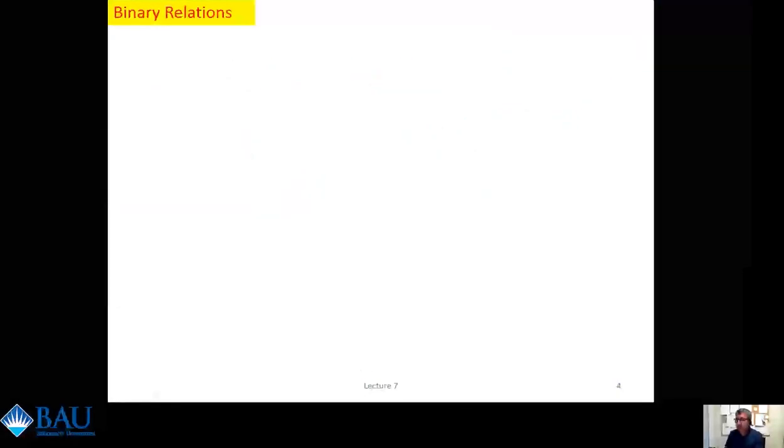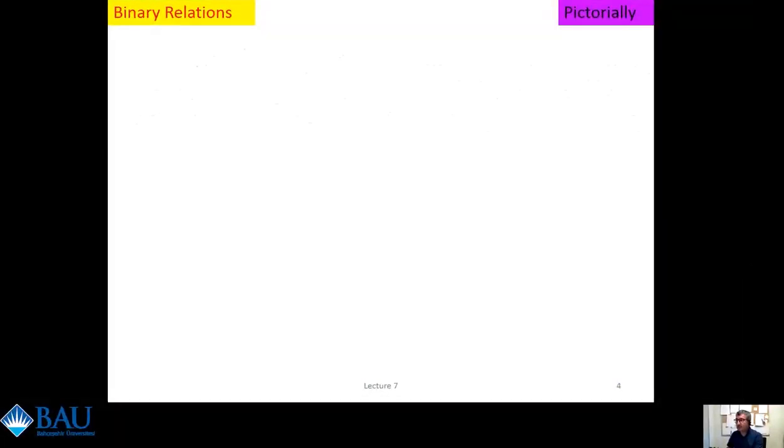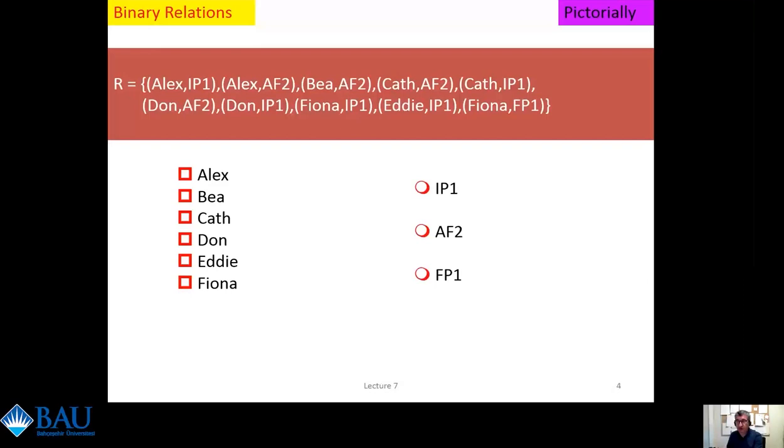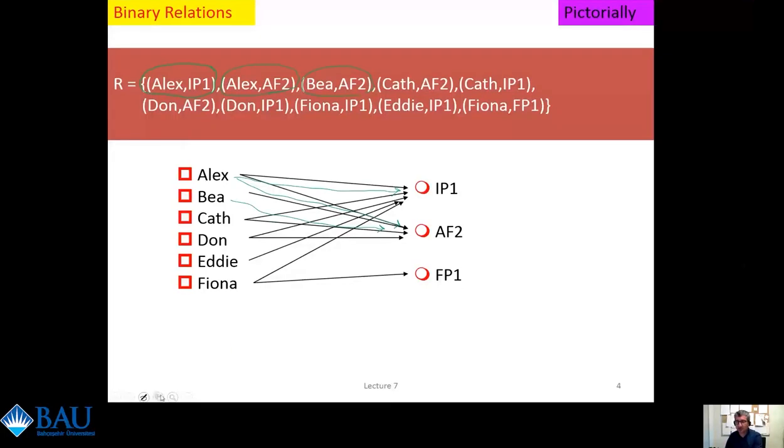Let us see the graph of this relation. So this is the relation that we have. We have two sets. The first set is a set of students. The second one is a set of courses. Look at it: Alex, IP1. So Alex takes this course, so put the arrow from Alex to IP1. Go to the next element: Alex AF2. Go to the next one: B AF2. Do all of them, and you see the graph.